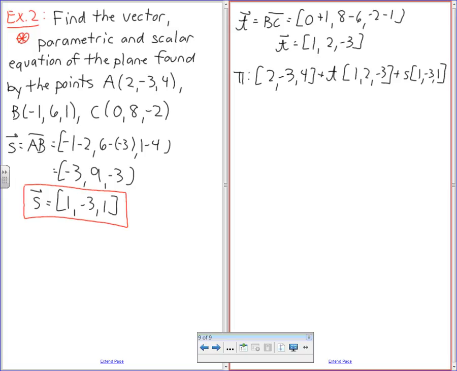Okay. You could have chosen different points. I could have done (0, 8, -2). I could have done (-1, 6, 1) to get the same answer. If you're erasing your whole page, don't do that, because it's possible that you use different direction vectors and it's still fine. Okay. So that is the vector equation of the plane.